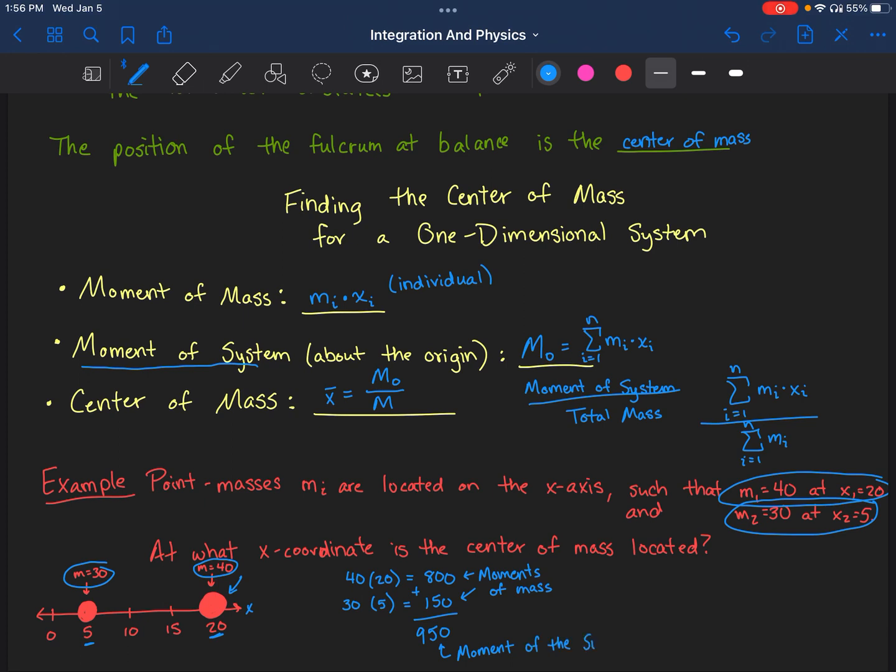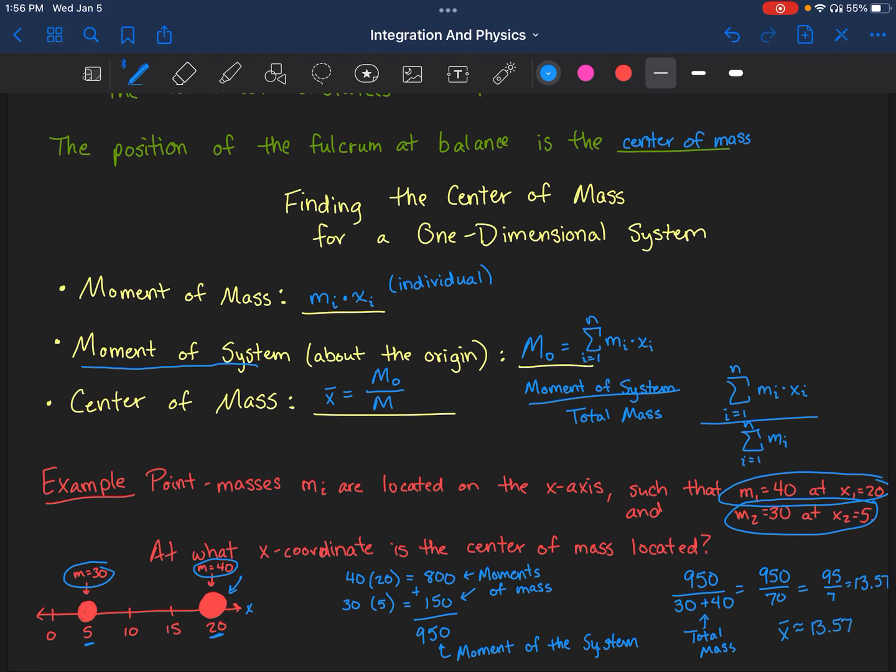And the last thing that I need to do is take that 950, that moment of the system, and divide it by the total mass, which is 30 plus 40. Now 30 plus 40 gives me 70, so 950 over 70. When I divide, I know that doesn't simplify. Let me go ahead and make sure I got it in my calculator. It should be approximately 13.57 and some change. So that means my center of mass, x bar, is at approximately 13.57.